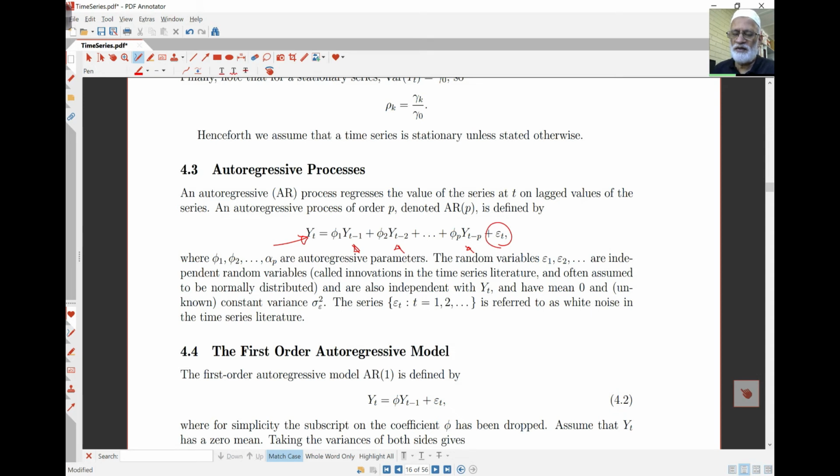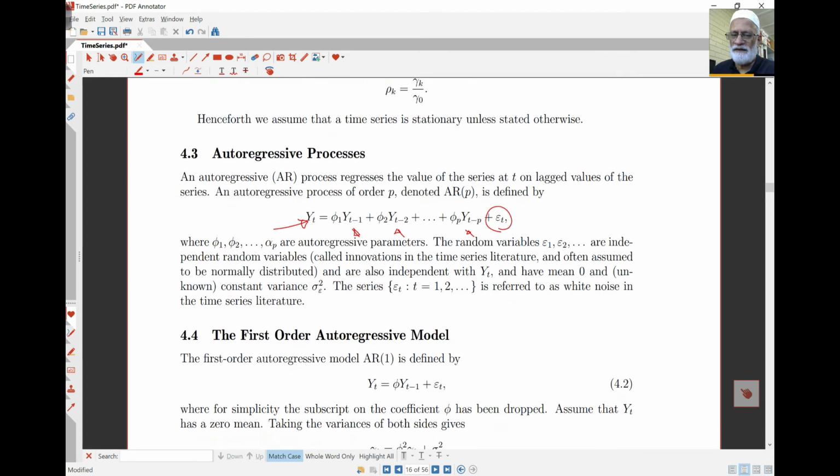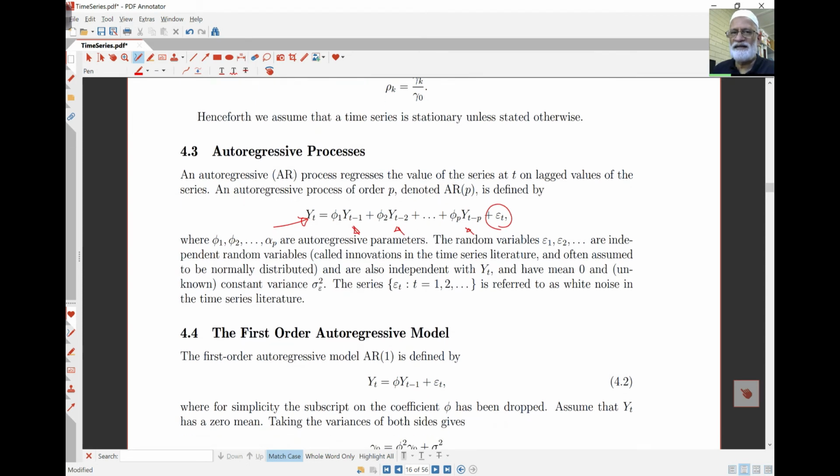So I'm regressing yt on itself, saying that what happens today depends on what happened yesterday and the day before, and so on and so forth. Now usually the number of lags we require is reasonably small. Sometimes 1, 2, 3 is all it takes here. And this is the kind of model we'll be fitting as well.